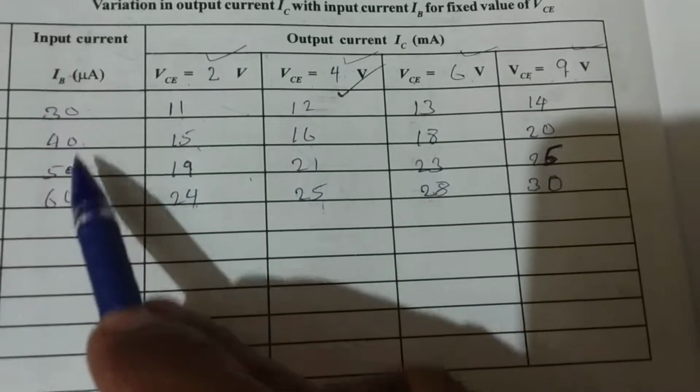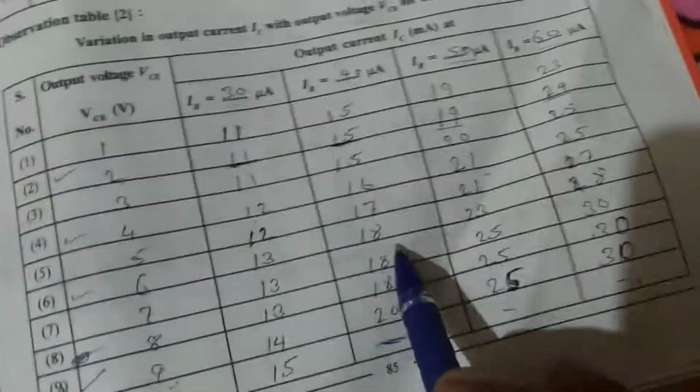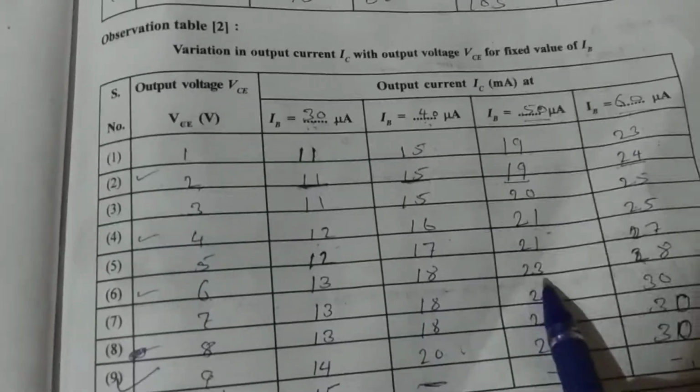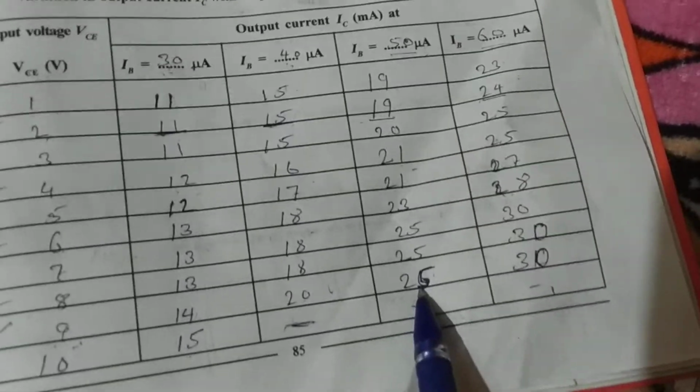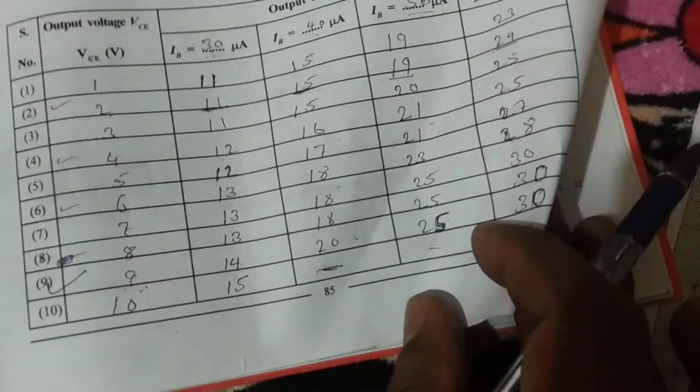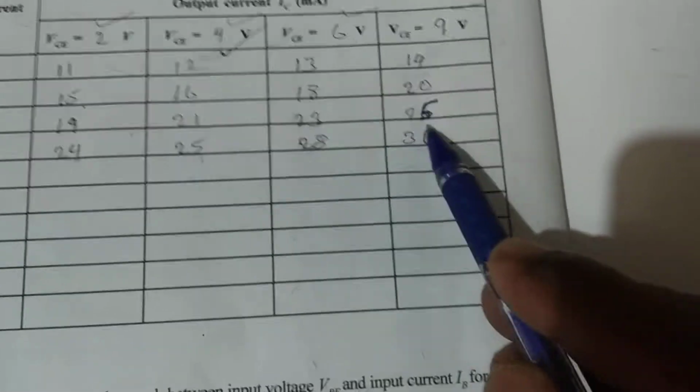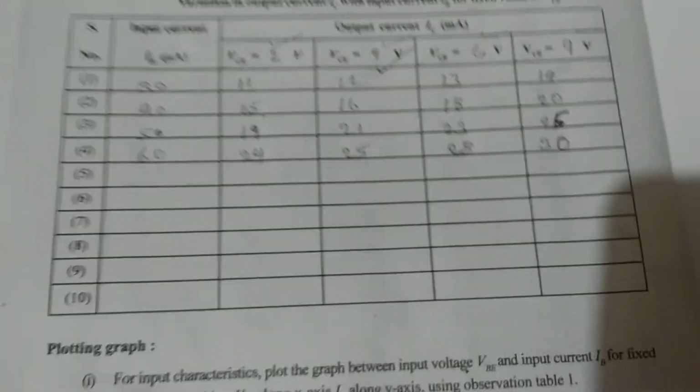IB is not changing: 30, 40, 50, 60. Similarly 6, 13, 18, 23, 28. The last one is for 9 volt. It is coming 14, 20, 25, 30. So table number 3 is over.